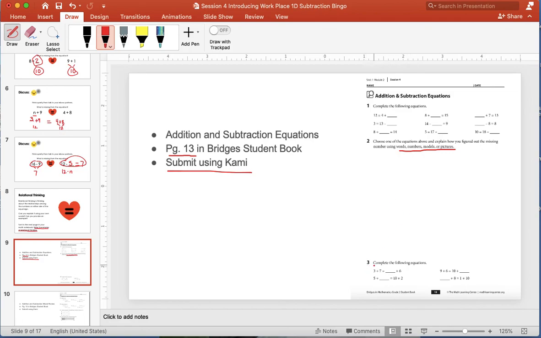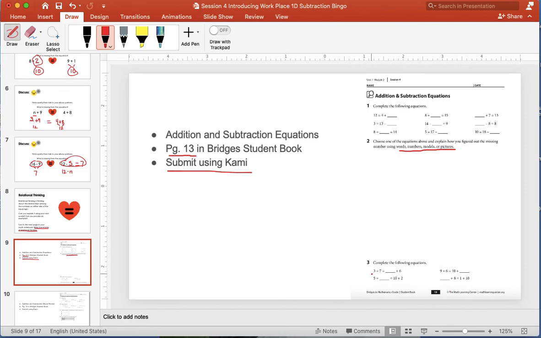Number 3 is complete the following equations. This is your relational thinking that we just talked about. So 3 plus 7 equals blank plus 6. 5 plus blank equals 10 plus 2. 9 plus 6 equals 10 plus blank. And blank plus 8 equals 1 plus 10. Again, you're going to have to compare those two.